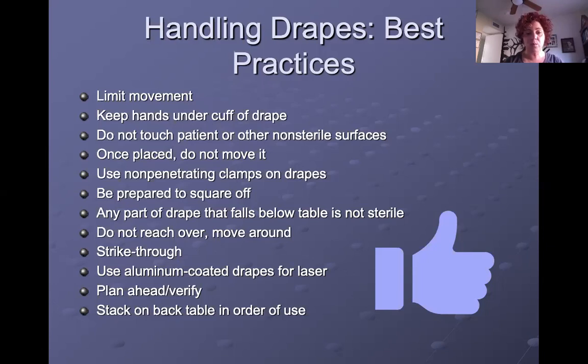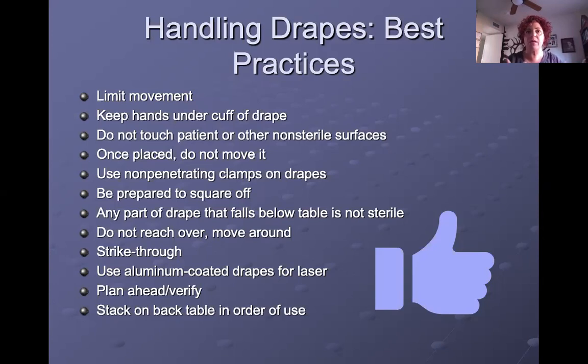Another thing that we do is we're going to place them on the back table in order of their use. So that means the reverse order of how they're going to go onto the patient. So for example, if we're draping for a laparotomy case, then we're going to have our 4 square towels on the top and then the laparotomy sheet on the bottom.